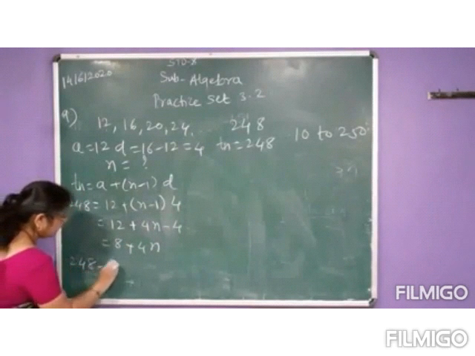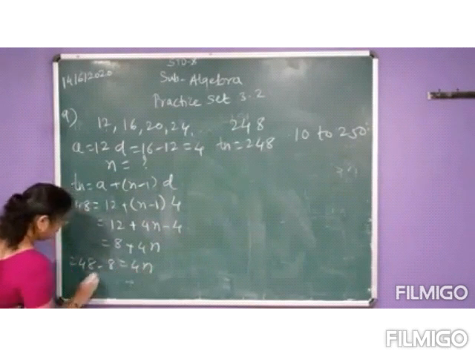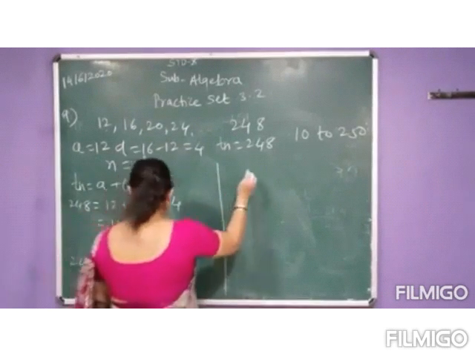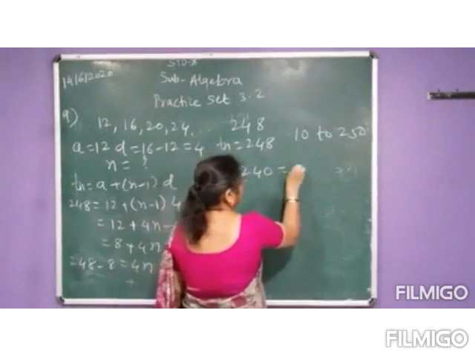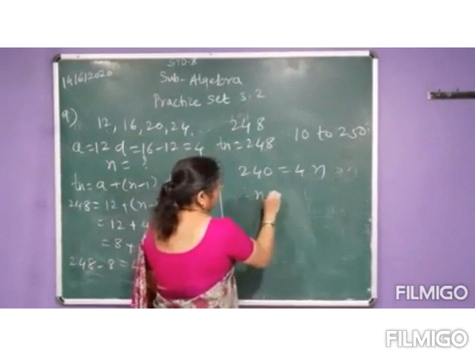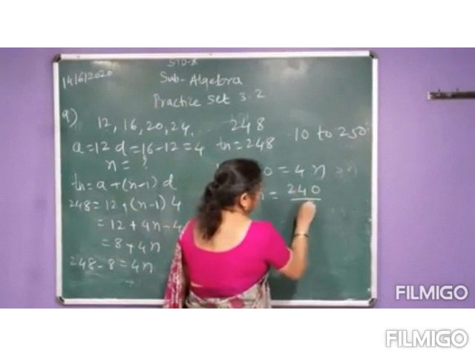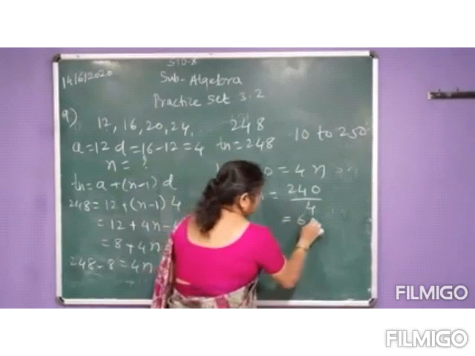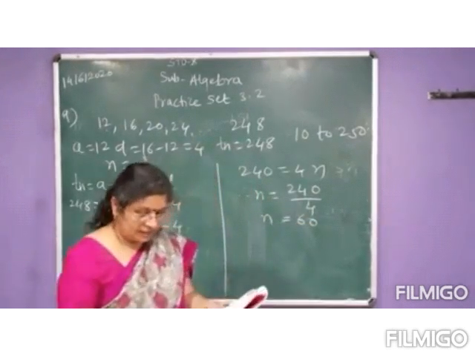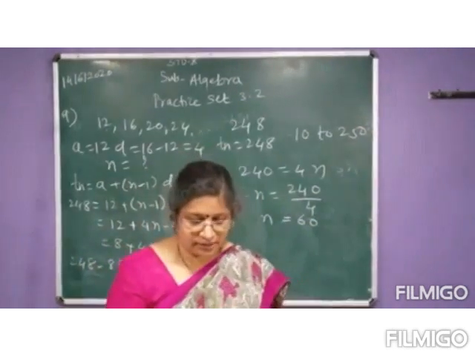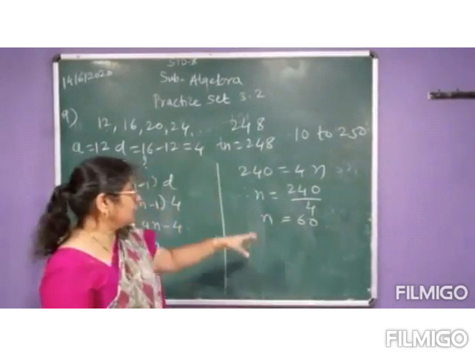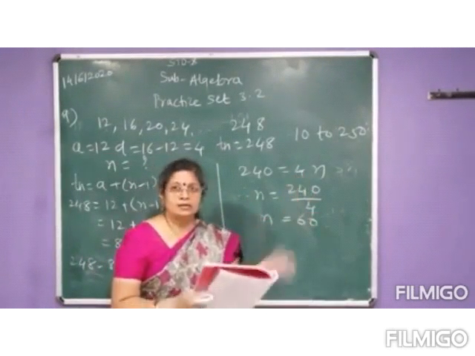248 minus 8 is equal to 4n, that is 240 is equal to 4n. Therefore, n is equal to 240 upon 4. n is equal to 60. So the 60th term. There are 60 terms which are divisible by 4.